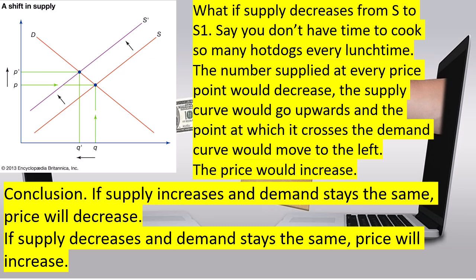So let's look at this one. What if supply decreases from S to S1? Say you don't have time to cook so many hot dogs every lunchtime. The number supplied at every price point would decrease. The supply curve would go upwards, and the point at which it crosses the demand curve would move to the left. So the price would increase. So conclusion, if supply increases and demand stays the same, price will decrease. If supply decreases and demand stays the same, price will increase.